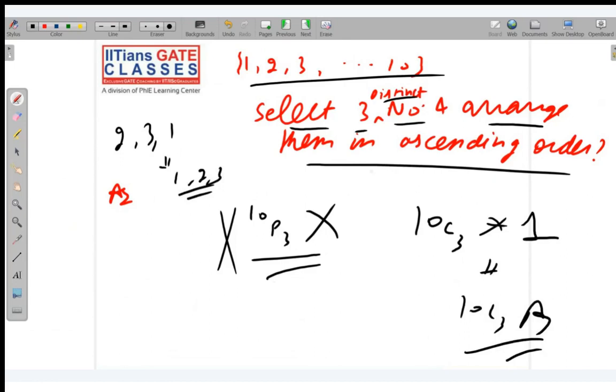Many of you will say that because of the word arrangement, we have to do permutation. No, I have told you clearly that we will not do these kinds of things. Don't memorize anything by heart, simply do it by your common sense, in the way I have told you. So 10C3 into 1 is my answer. Please take a snapshot. I will jump to the next slide.